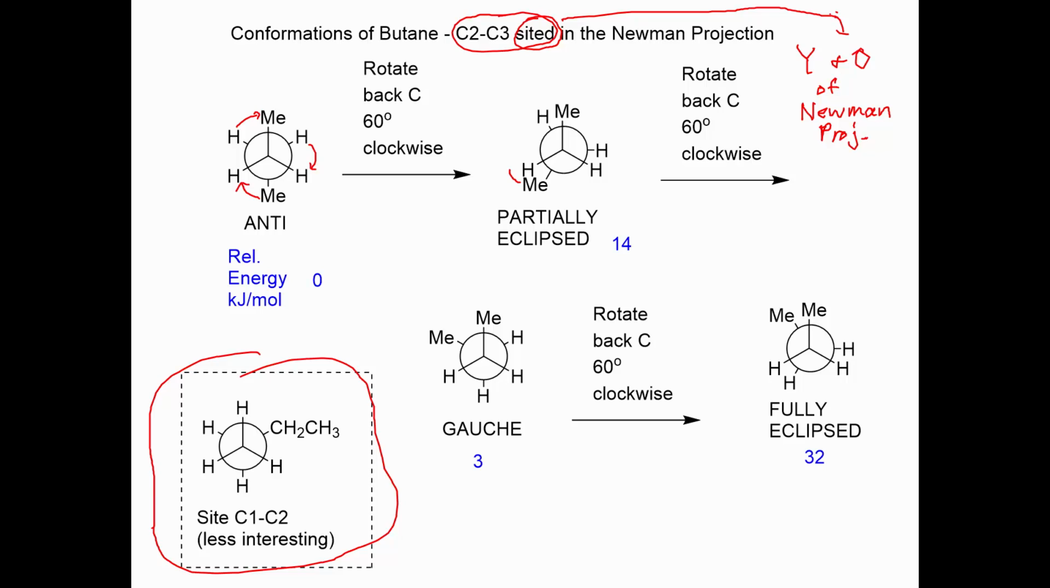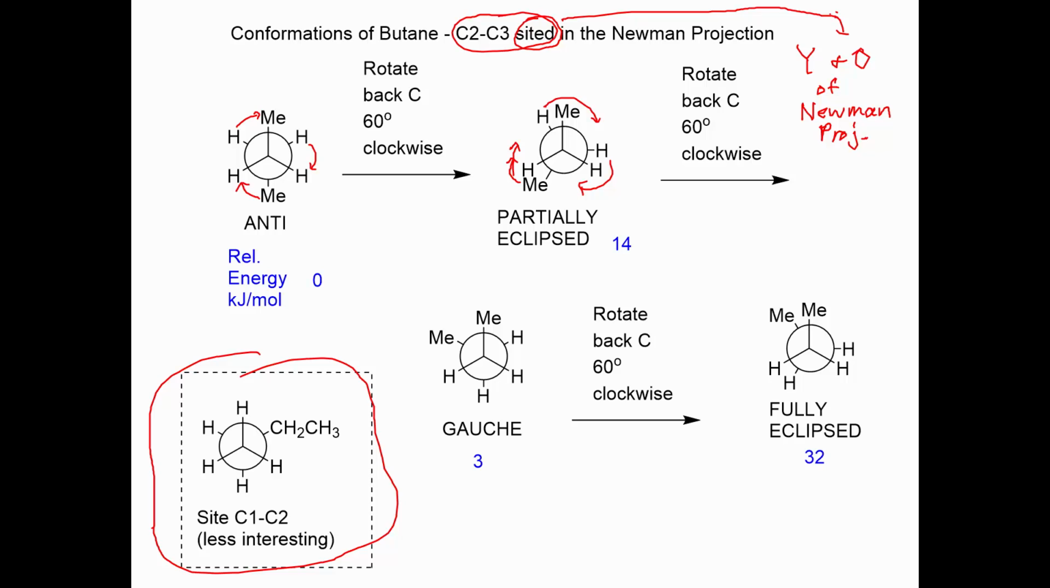We're going to rotate the back carbon another 60 degrees, and this is going to get us to another staggered conformation, which we're going to call the gauche conformation. And what we see is that the gauche conformation is a little bit higher in energy than the anti, but not a whole lot. It's not nearly as severe as an eclipsed conformation.